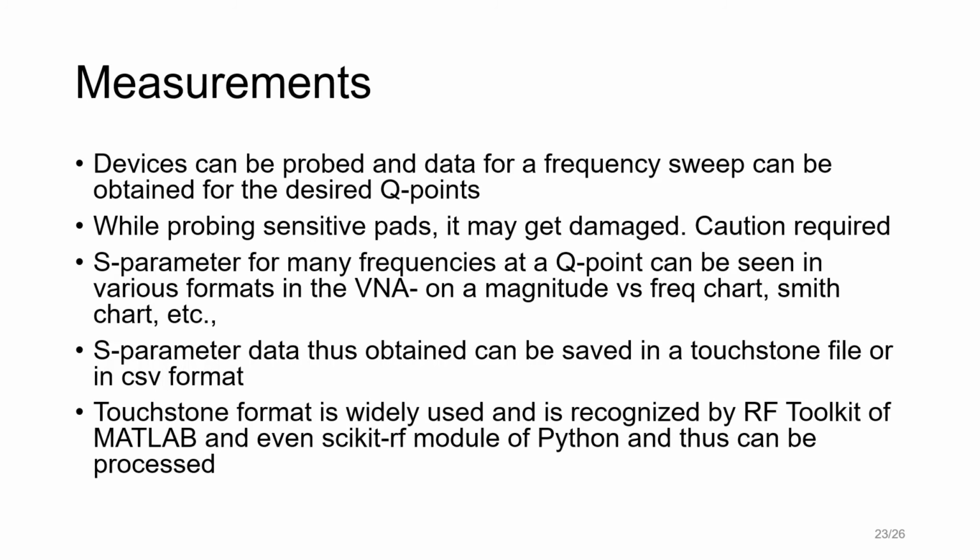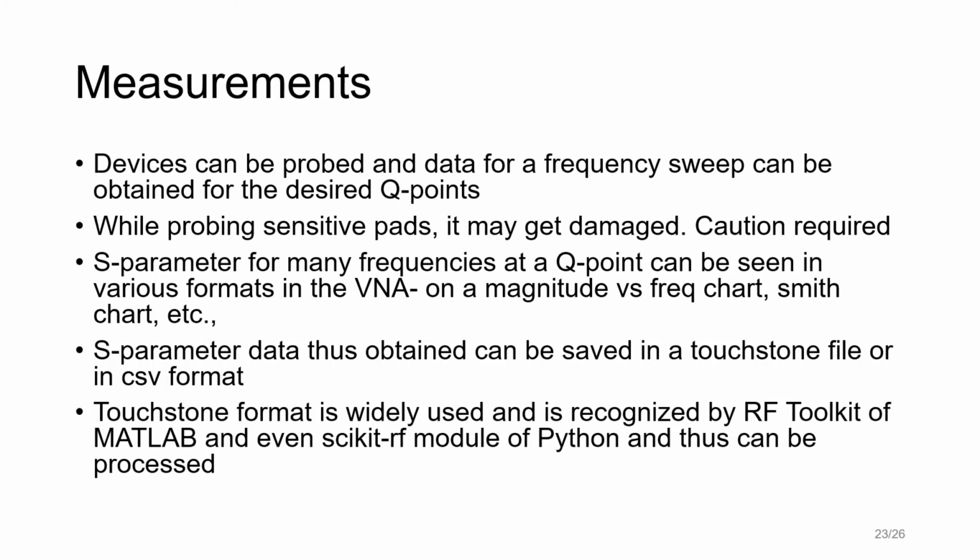The VNA can display the S parameter data in many different formats, including but not limited to magnitude, that is in decibels versus frequency, and also in Smith charts. Each measurement data can be saved in many different formats. It is standard to save it in the touchstone formats though. This is the format which is widely used and recognized for RF measurements.